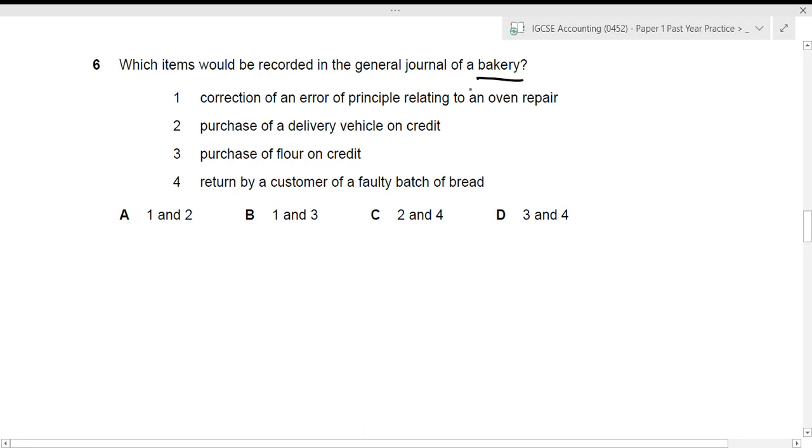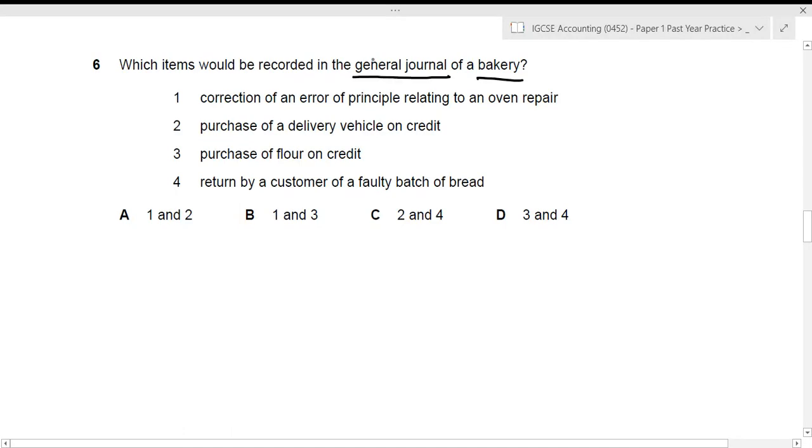Remember, whenever you are reading a question, make sure to understand the nature of the business, because that is relevant. The question can depend on the nature of business, because inventory may not be inventory for all types of business. So it's a bakery which sells buns and breads and so on, and they're saying which items would be recorded in the general journal.